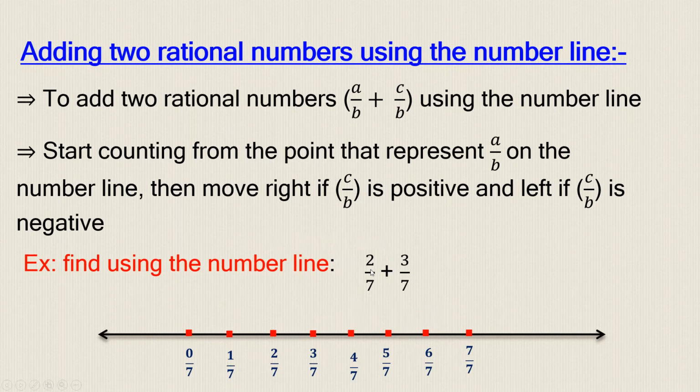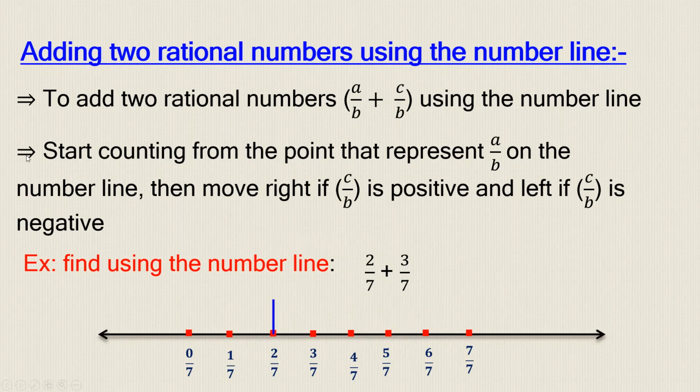I will start from the first rational number. The first rational number is 2 over 7. I will start from 2 over 7 and look to the second number. The second number I need to add is 3 over 7. I will notice here 3 over 7 is a positive rational number.